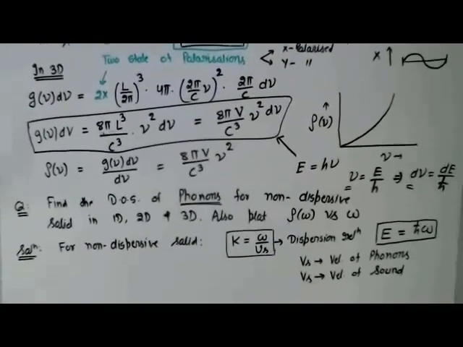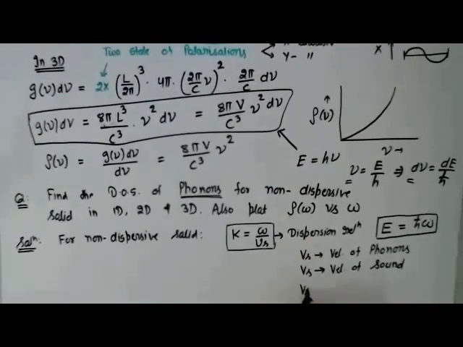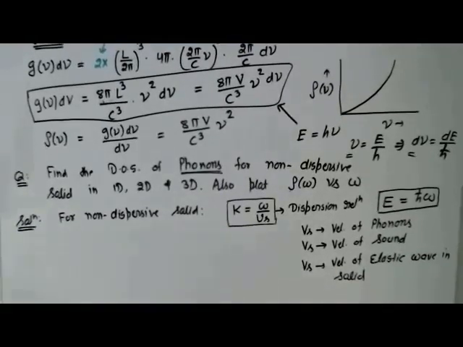And if I simplify it a little more, this Vs is nothing but the velocity of elastic wave in a solid. So the speed at which the elastic wave produced inside a solid moves is called Vs. The same speed is called velocity of sound, the same speed is called velocity of phonons. I hope you can relate these terms now.